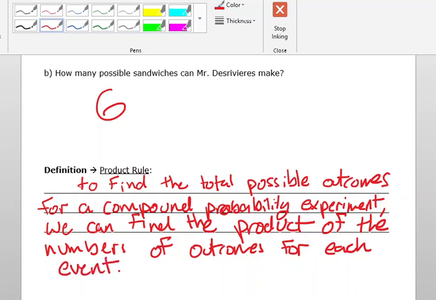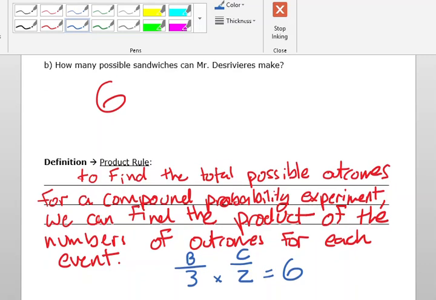So to talk about that with our sandwich model here, for the bread, we had three possible outcomes. We had wheat, white, or sourdough. And for the cheese, we had two possible outcomes. We had cheddar or American. If I multiply those together, I get six possible outcomes, and that is the total number of outcomes that I will have. Okay. So this was kind of a review of what we did yesterday.